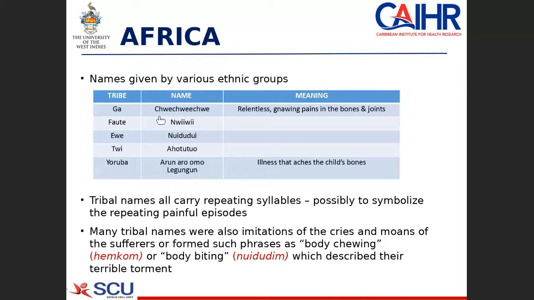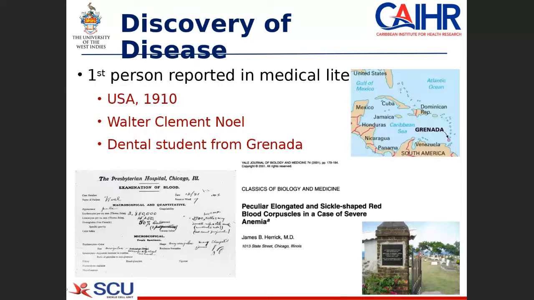These are the names that the different tribes would give to sickle cell disease. The Ga tribe called it Shiri Shiri Shiri, or however you pronounce that. The Yoruba tribe gave it the name Aru Omo Legun Gun, which means illness that aches a child's bones. So although we know that sickle cell disease has been around for hundreds of years, it actually wasn't reported in the medical literature until 1910.